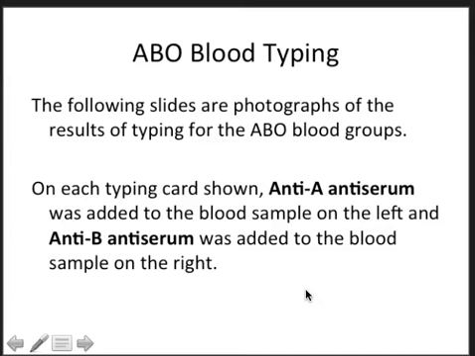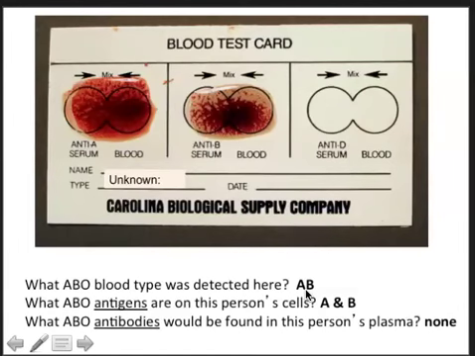On each typing card, anti-A antiserum was added to the blood sample on the left, and anti-B was added to the blood sample on the right. What we're trying to discover is the blood type of each of these different samples. Here we see agglutination in both the A and the B well. The result is that this individual's blood type is AB. Okay, so this individual has both the A and B antigens.